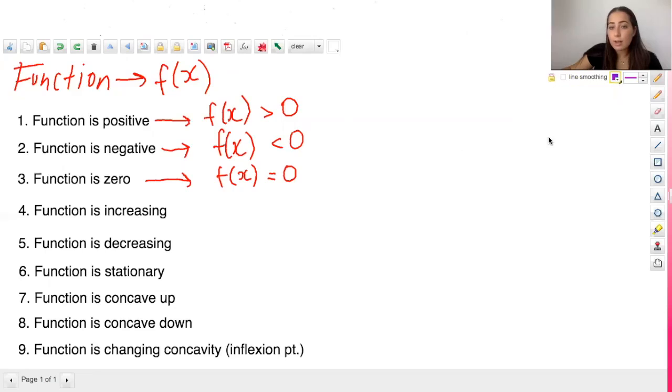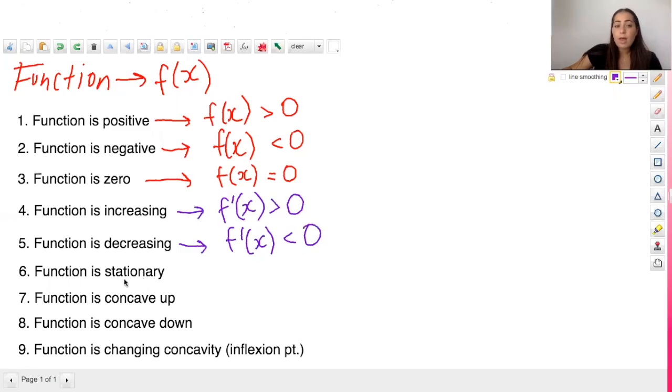I'm just going to change color. So if the function is increasing, it actually relates to the first derivative. And if it's increasing, then the first derivative is greater than 0. If the function is decreasing, then the first derivative is less than 0. And if the function is stationary, then the first derivative is equal to 0.